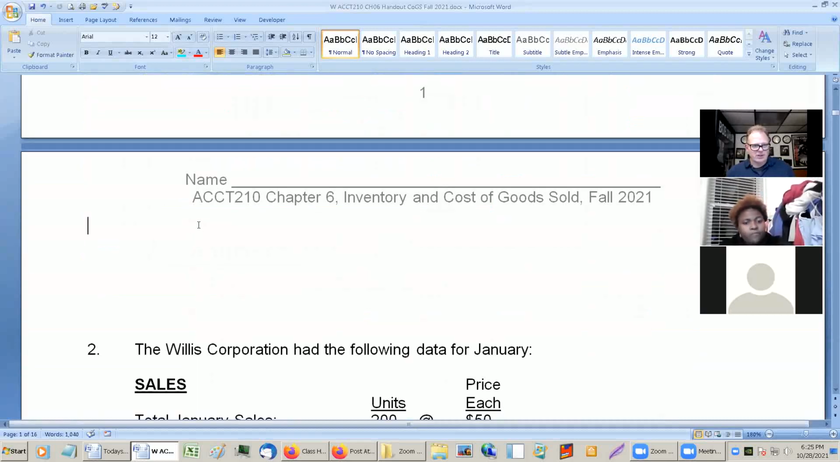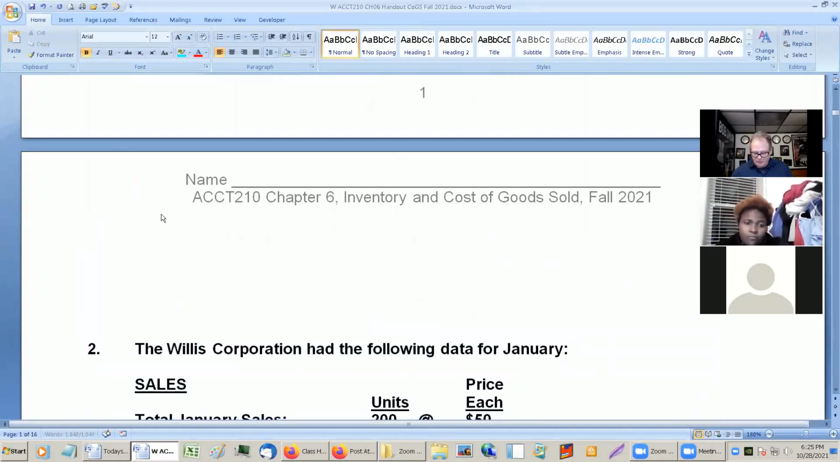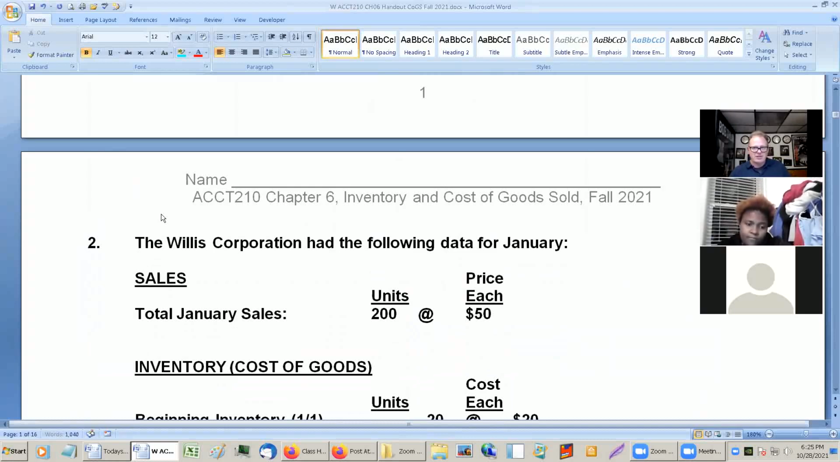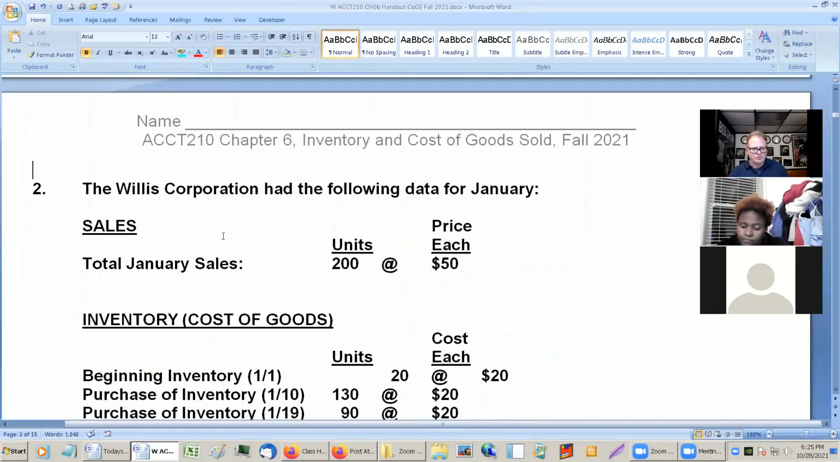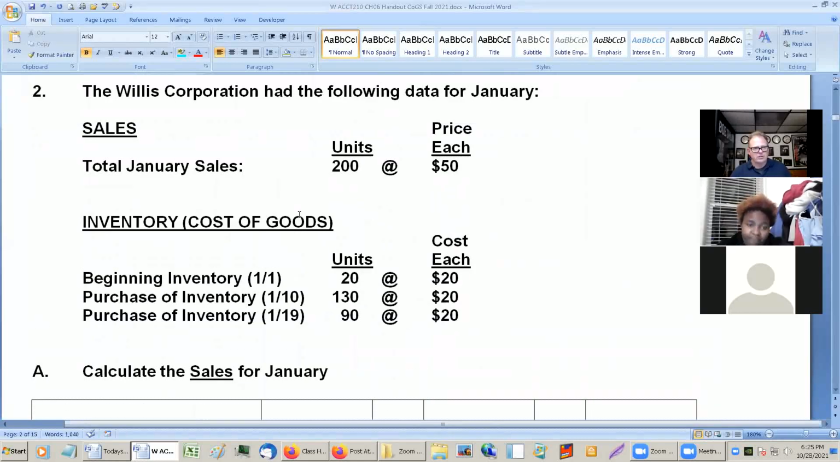Okay, we'll go on to this next one. I'm going to bold everything, the whole thing, so it can be seen more easily. Okay, so this one, number 2. We have a few more layers of inventory here, but it looks like they're all the same price, so that's not gonna be too hard.